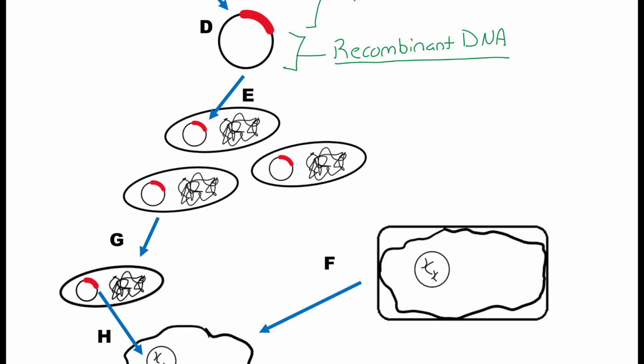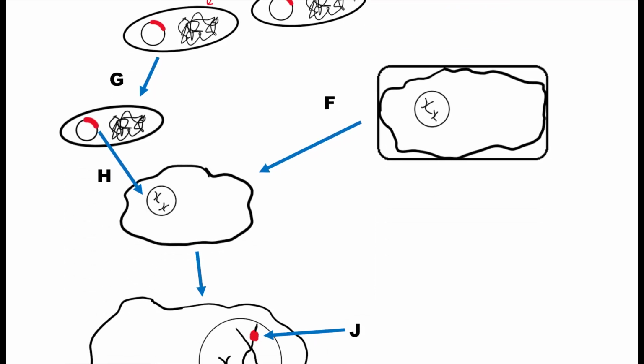This recombinant DNA is going to be absorbed by bacteria because they love to take in DNA. And bacteria divide super fast by mitosis, making identical copies.